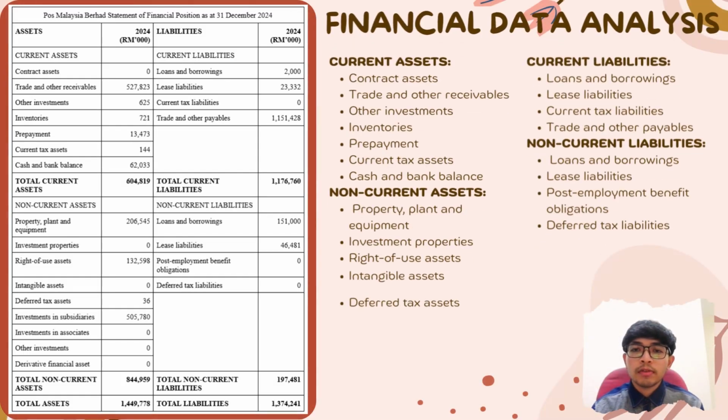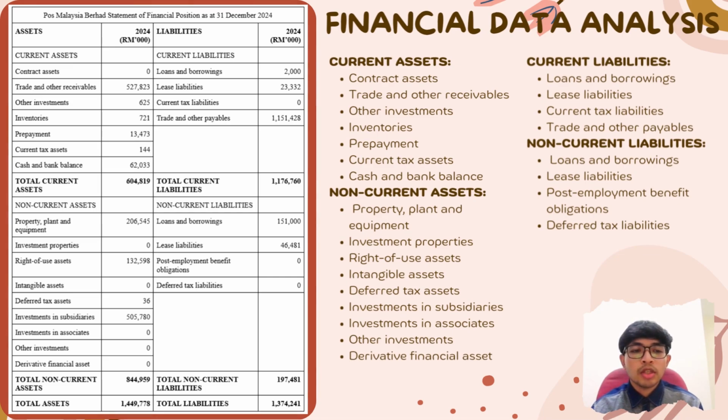Now I will talk about financial data analysis. So what you can see, this is the statement of financial position of our company, which is Pos Malaysia Berhad in 2020. In current asset, we have contract asset, trade and other receivables, other investment, inventory, prepayment, current tax asset, and cash and bank balance.